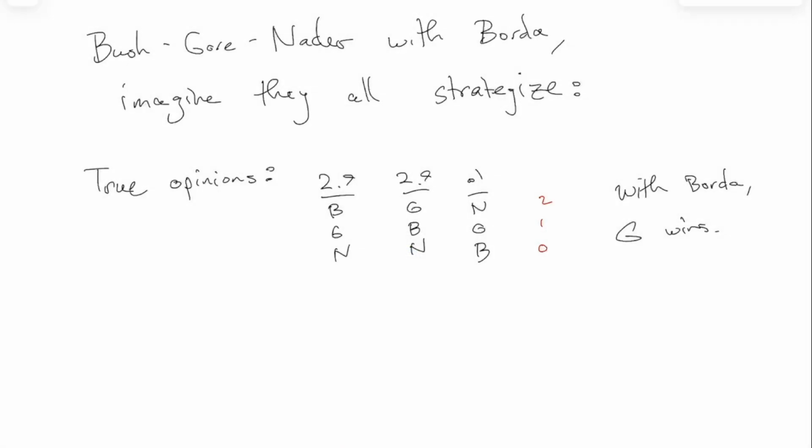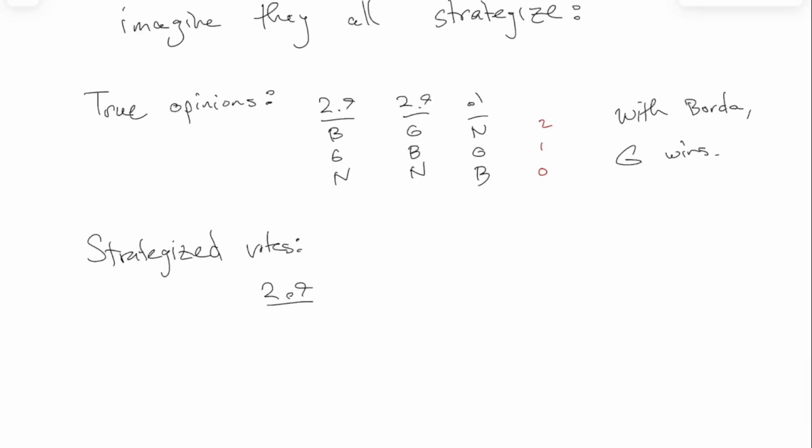So assuming these are the true opinions, this is how everybody really feels about these candidates. How would they actually vote if they were trying to strategize? I'll say these are the strategized votes. Those first column, 2.9 million, they said Bush, Gore, Nader in real life. I mean, this is how they truly felt.